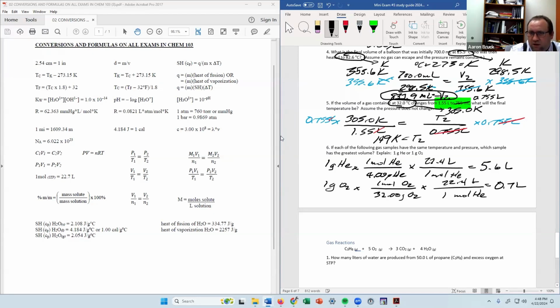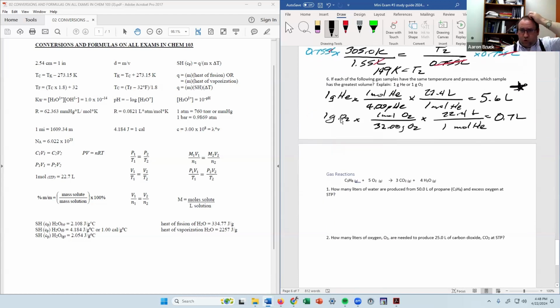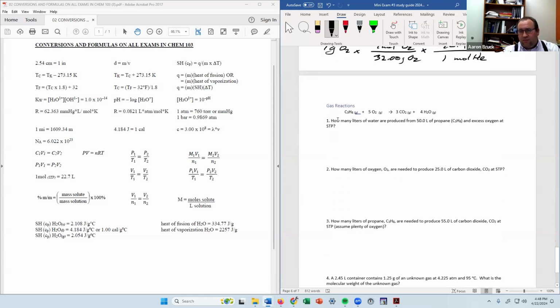liters. So the helium is going to take up far more space than the oxygen because it's a lighter gas and it has a lower molar mass. And so if all other things are held constant, there's going to be more particles per gram of helium than of oxygen because helium's a lighter gas.